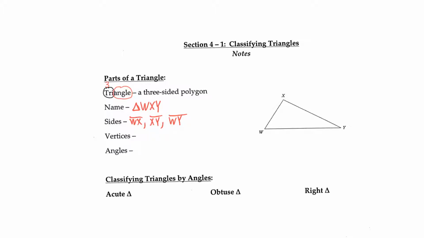Okay, now what are the three vertices of this triangle? Point W, point X, point Y. And then what are the three angles of this triangle? Angle W, angle X, angle Y. Okay, good. Angle W, angle X, and angle Y. Just simple, basic stuff there.